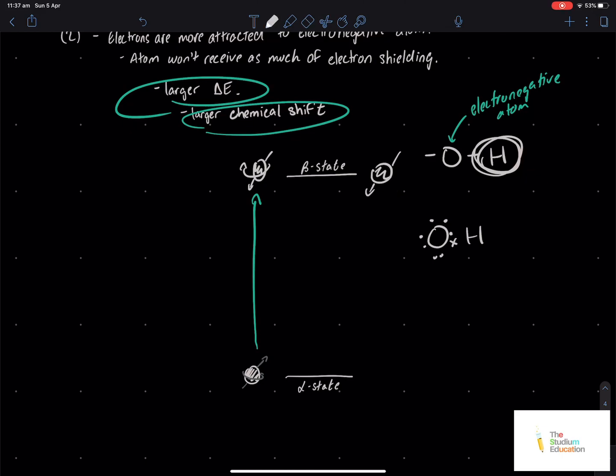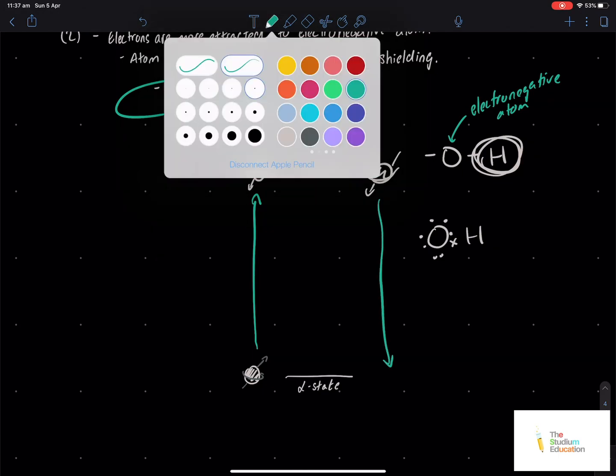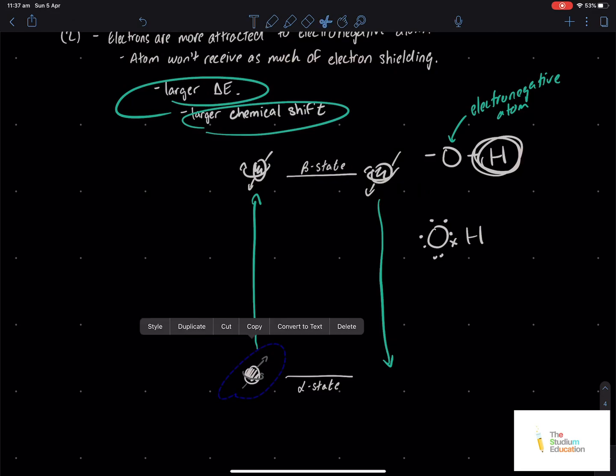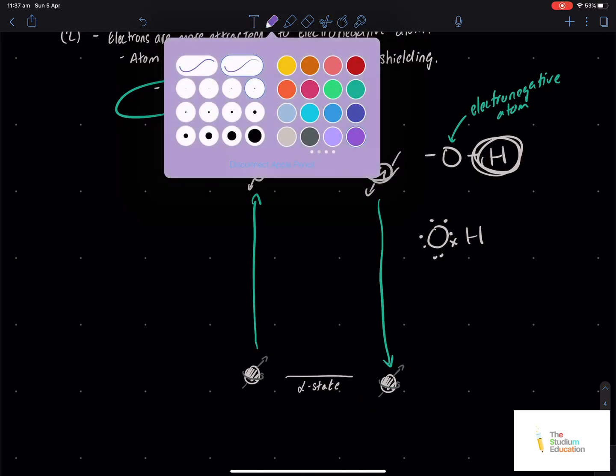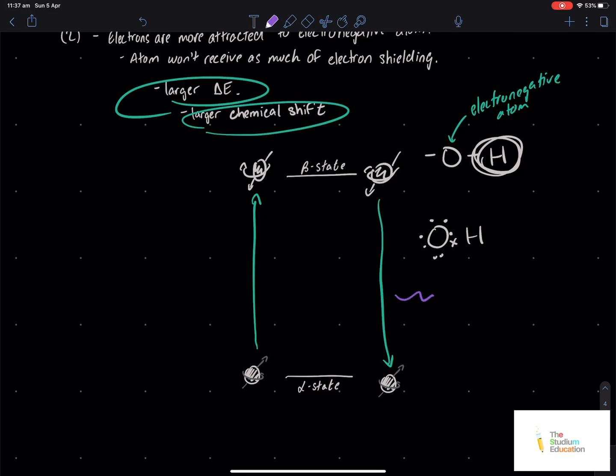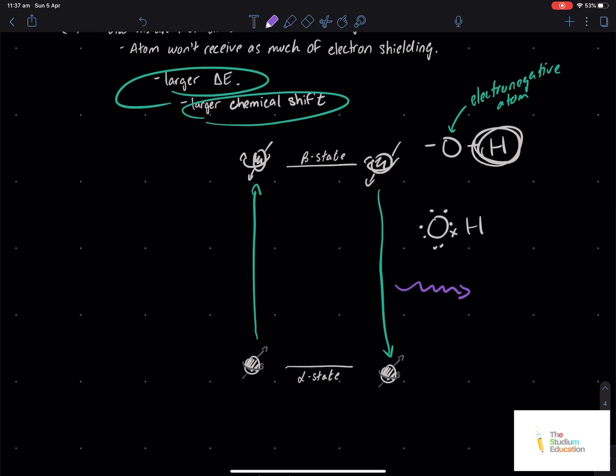And so once it relaxes back to the alpha state, I'll just copy this electron here. Once it moves back to the alpha state and becomes aligned with the external magnetic field, it will release a much larger energy as it relaxes, because it has absorbed much more energy, right? So this much larger energy release would be detected by the nuclear magnetic resonance machine, whatever you want to call it. Hopefully that makes much more sense.